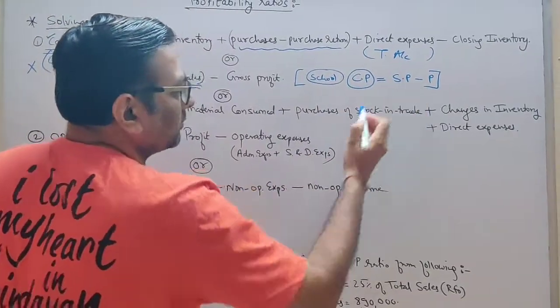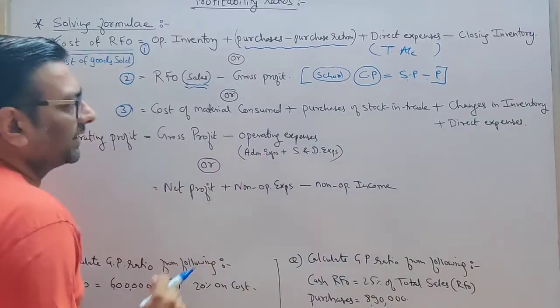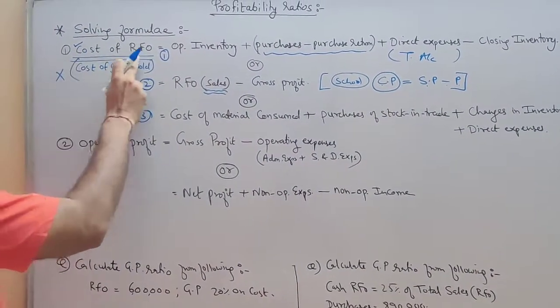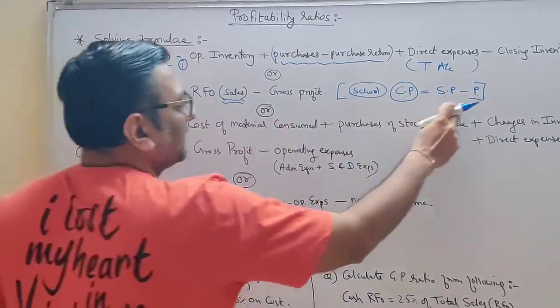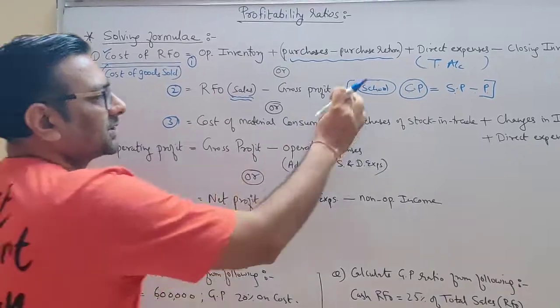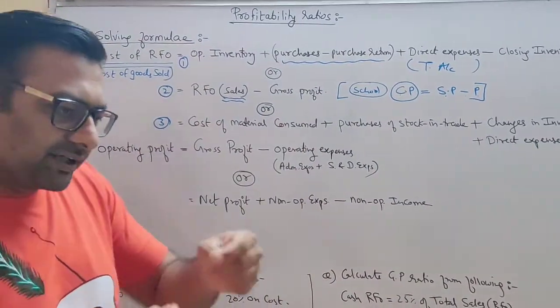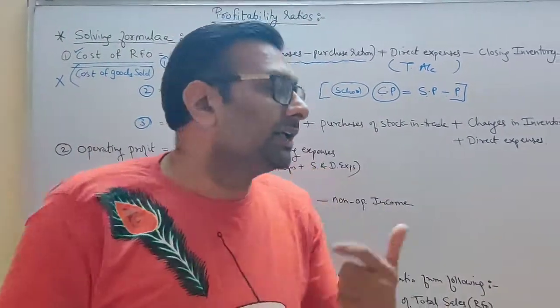This is your school ka formula which you know very well. Cost price is equal to selling price minus profit. Just replace it. Cost price means cost of RFO, selling price means sales RFO, and profit means gross profit. So you just take this down as a resemble. When you resemble the things, when you link it, it will be very easy to keep in your head.